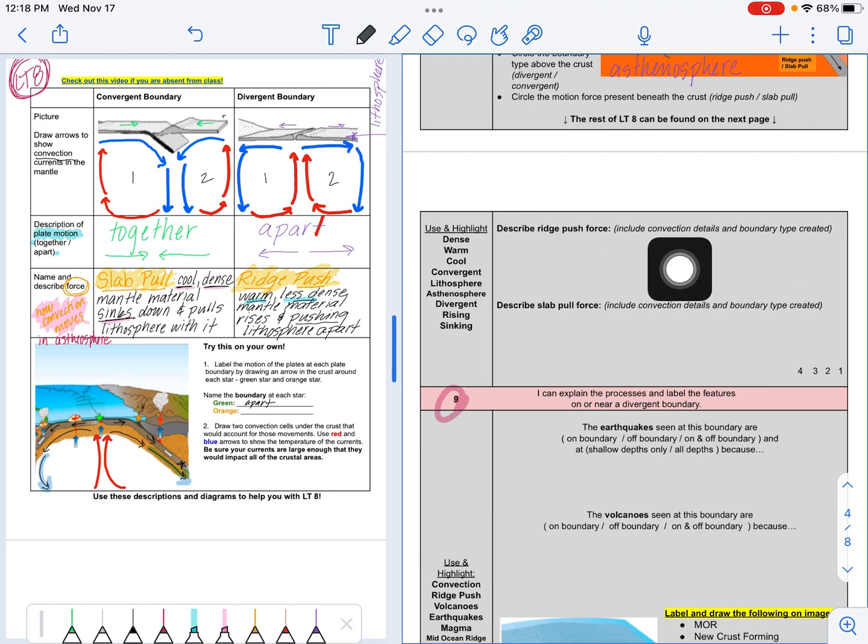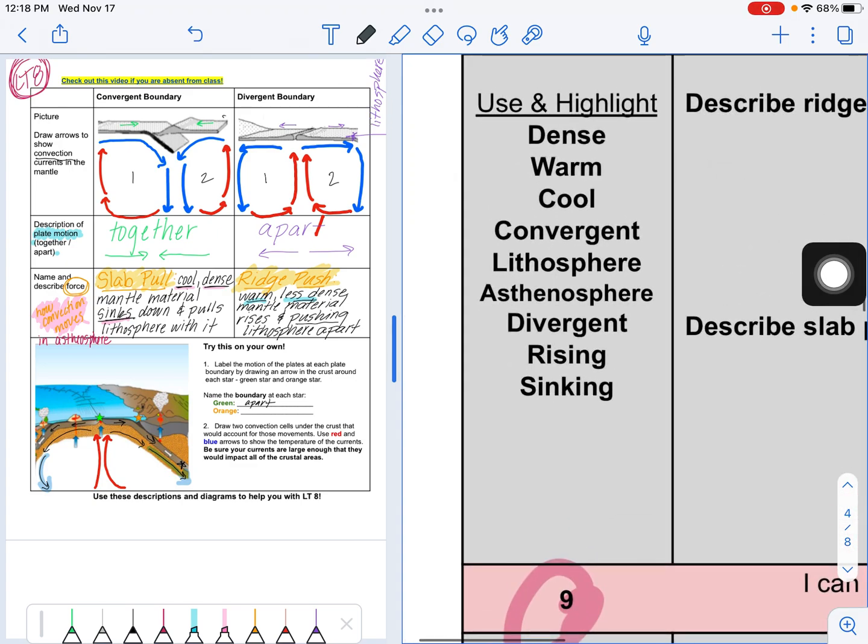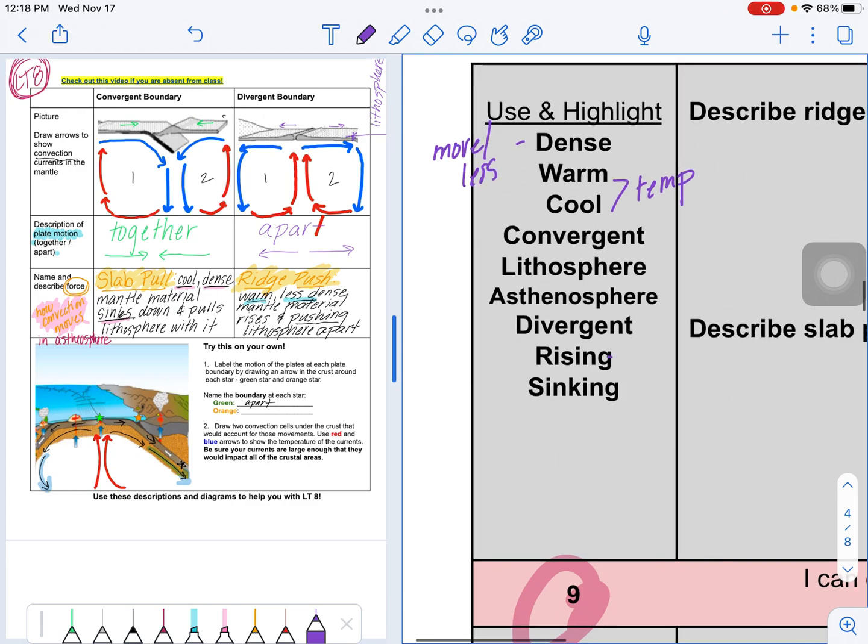So when we talk through the convection, we want to make sure that we're including temperature, density, so either more dense or less dense. We want to include the motion and where it's happening and how it allows that upper layer to move. And then, of course, the boundary that it connects to.